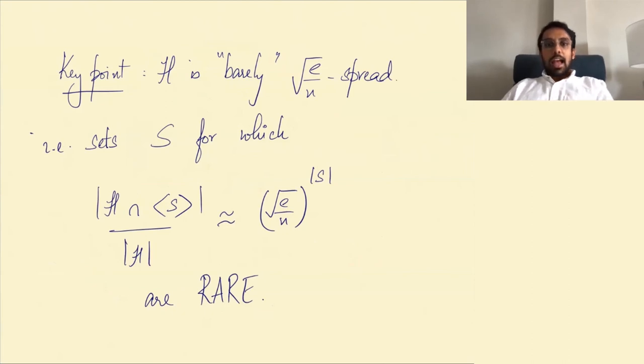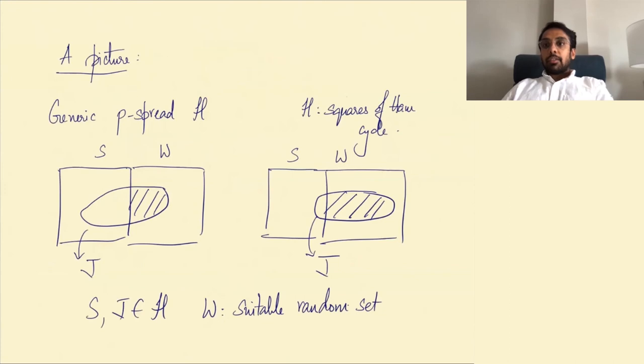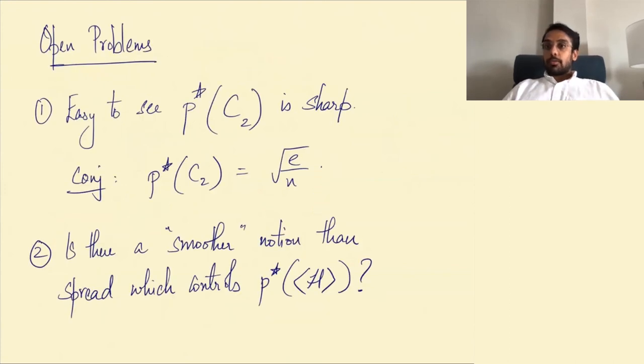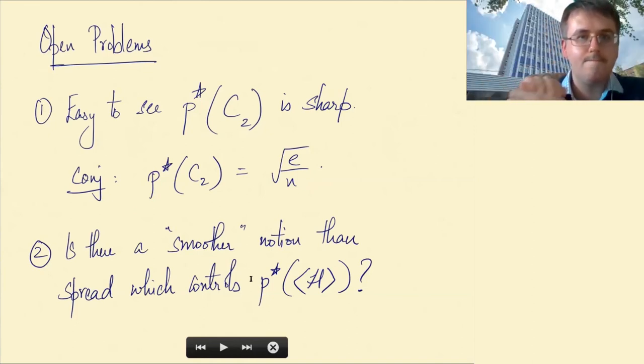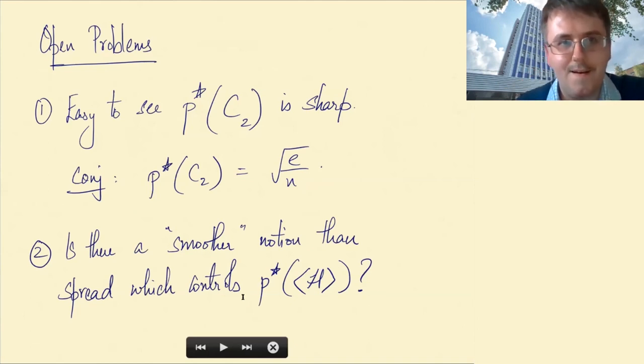Here, we had a particular example where even though we knew the L infinity norm was bad, the set of coordinates where you got close to this L infinity norm were rare in a sense that we could exploit. And I wonder if there's a general phenomenon there, some smoother notion of spread that might control the threshold. I think that's also really worth thinking about. And I'll stop with that. Thank you. Thank you, Bhargav. Okay, thank you very much.